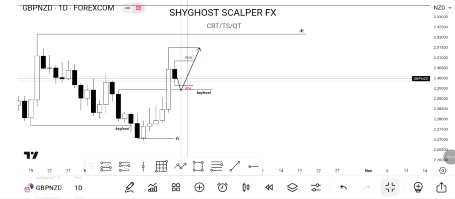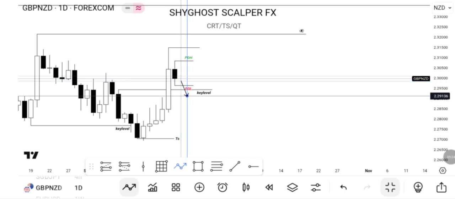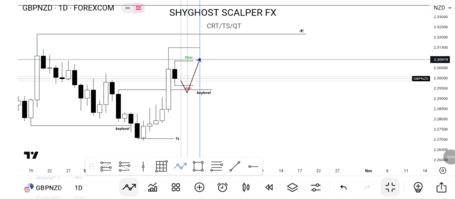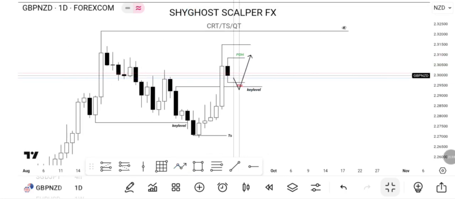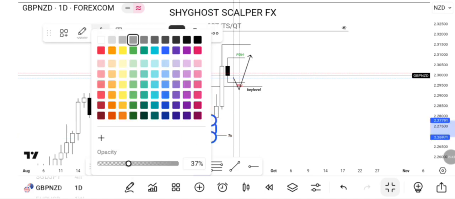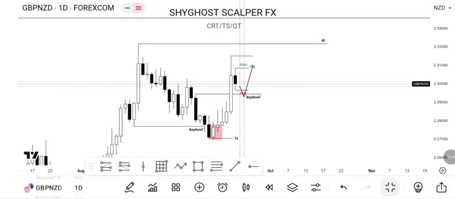Or we can simply wait for price to do this sweep and then look for an H4 CRT below here and a 1 hour CRT to take our entries to the upside. So this is the trade breakdown that I used to find the weekly buyers on this pair.